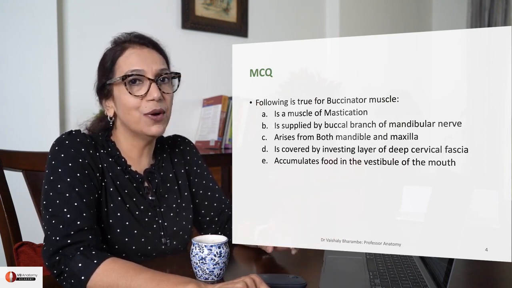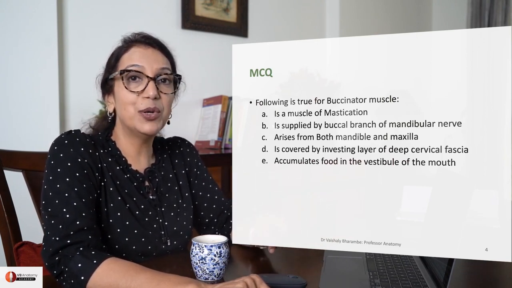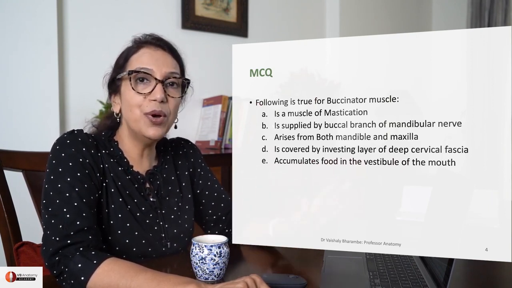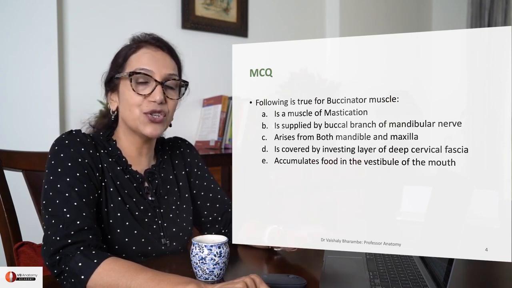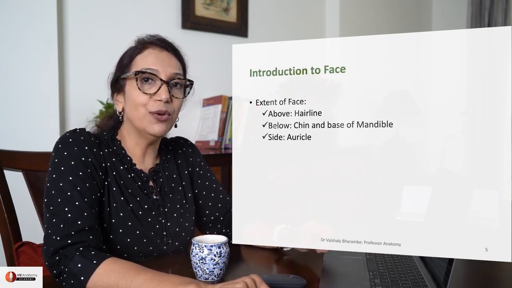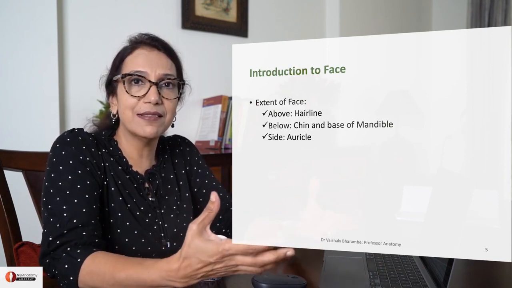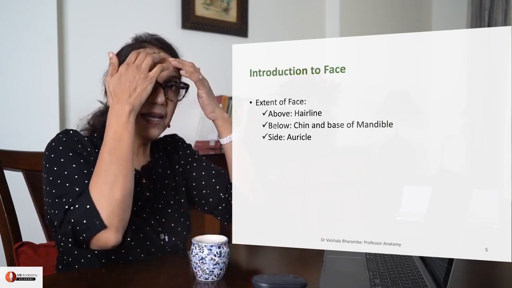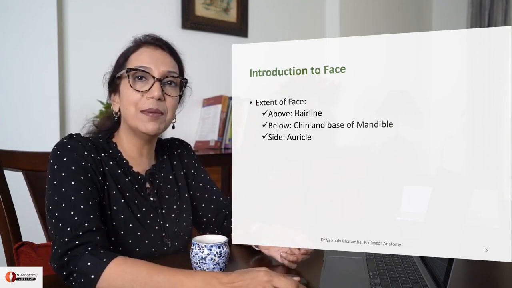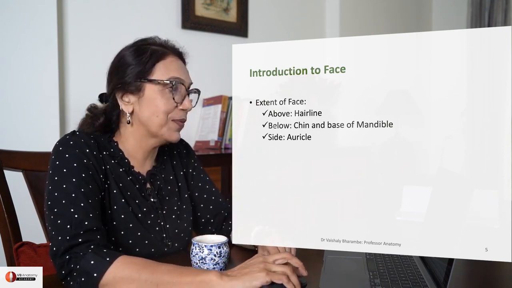I'm sure some of you have already solved this. Some of you are somewhere close to the answer. But to be able to exactly tick the right answer, you need to really know more about buccinator, a muscle of facial expression. Okay? So let's begin studying of this. Let's introduce the face to ourselves. What exactly is the face? Bound superiorly by the hairline, on the side by the auricles, and inferiorly by the chin and base of mandible. That is the extent of your face.